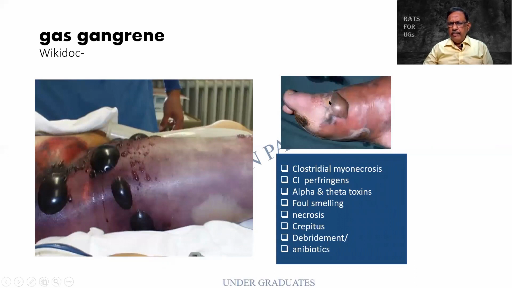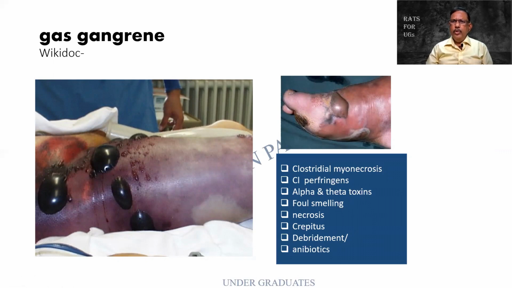This is yet another example wherein there is a bleb, it is becoming edematous, swollen, and gangrenous. The speciality of it is it spreads along the plane. You have got different planes, subcutaneous plane, fascial plane, etc. Along that, the infection spreads very rapidly. It is because of the various toxins, alpha and theta toxins or the beta toxins, which cause all the damage. It is foul smelling, necrotic. A crepitus can be seen. Sometimes when you palpate, there will be a crackling sound, which is called crepitus.